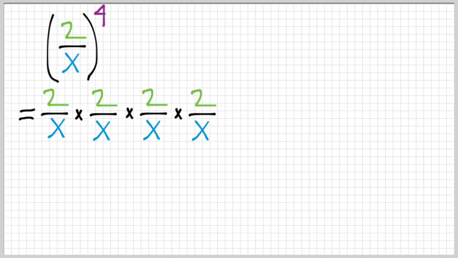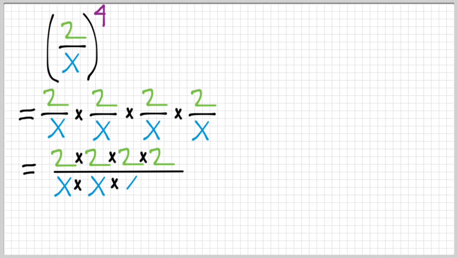Well, when we multiply fractions, we multiply the top of one times the top of the other, and we can multiply all the tops together. So we get 2 times 2 times 2 times 2. And then again, with the bottom, we do the bottom times the bottom times the bottom, with all these fractions. So we get x times x times x times x on the bottom. And of course, 2 times 2 times 2 times 2 is 2 to the 4th. And on the bottom, we get x to the 4th. If you want to make it look nice, you can make that 16. But the important thing is we had 2 to the 4th and x to the 4th.